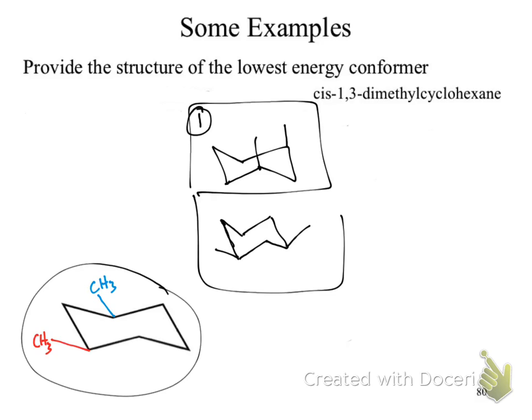Did they draw only a chair flip? No. What they did was a chair flip and a rotation of the structure. Chair flip, yes, we've got equatorials now, so that's fantastic. But instead of doing just a chair flip, they did the chair flip and rotated the structure. Okay?